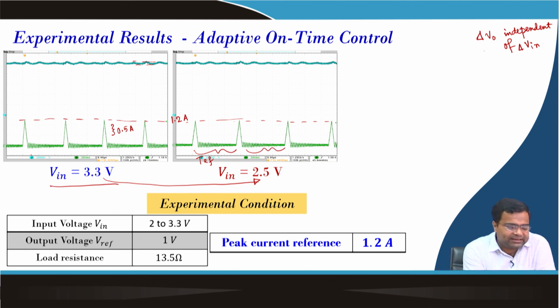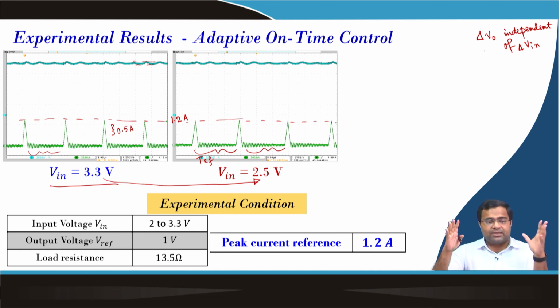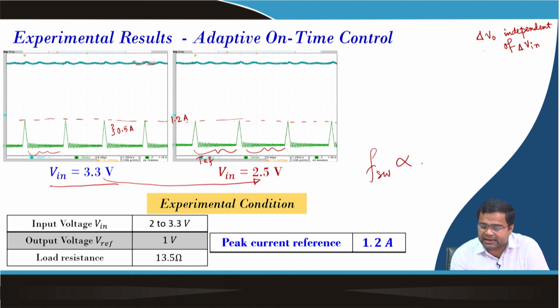But on average, if you see T effective for both the cases, since the load current is the same, the frequency does not depend on the input voltage in this case. That means your switching frequency will be linearly proportional to load current. Here it is almost independent of input voltage, because we are using adaptive on time. The time period will be more or less maintained.